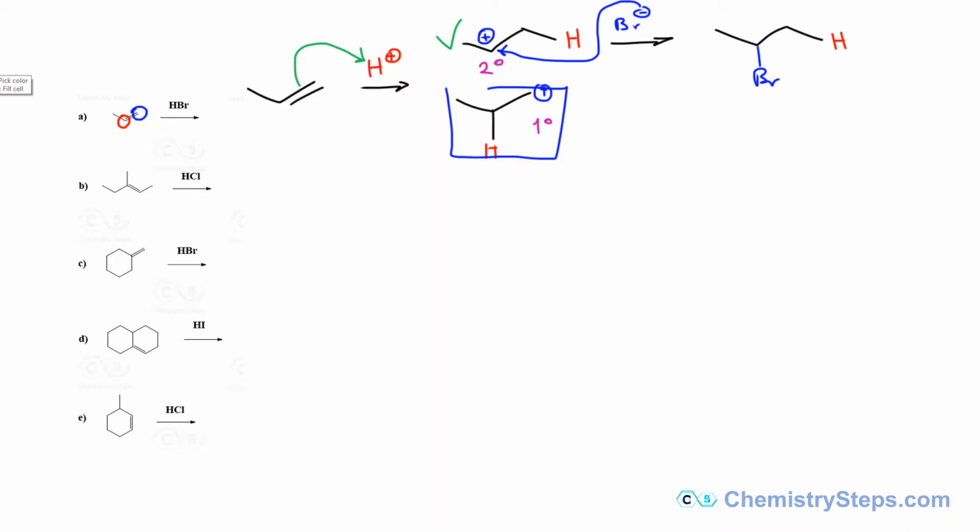Now let's do the next one. In this example, again, we have two positions on the double bond. This is the less substituted position of the double bond, and this is the more substituted position of the double bond. That means that the Cl is going to end up on this position. We won't show the mechanism in this case.